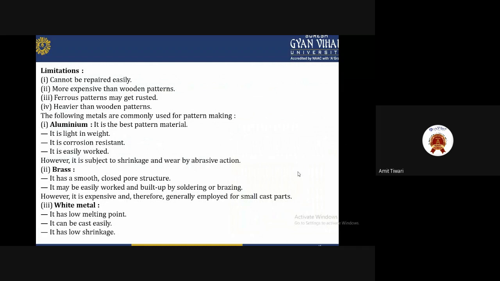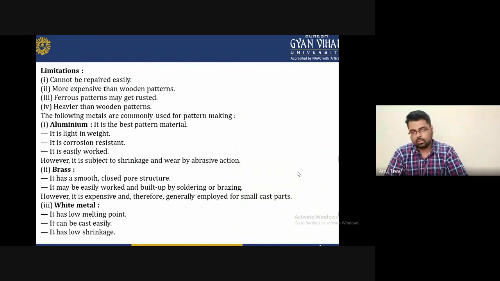To repeat once again, it cannot be repaired easily because it is made of metal. Second, it is more expensive than the wooden pattern, obviously because the cost is too high. Third, the ferrous pattern may get rusted. Fourth, it is heavier than the wooden pattern. These are some limitations if you make the pattern from metal. The following metals are commonly used now for making patterns.